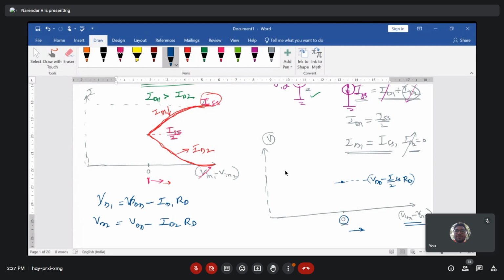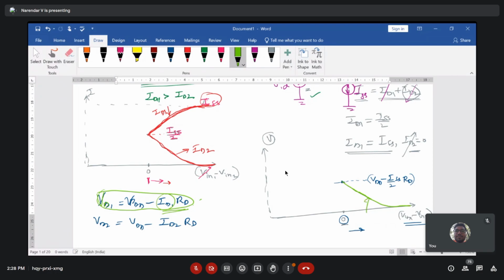As ID1 increases, what happens to this VD1? Now you take VD1, and here ID1 is increasing, so the drop is going to increase, and then the net value of VD1 is going to decrease. This is how your VD1 drops. As ID1 becomes higher, your VD1 value becomes lesser and lesser, and it becomes 0.